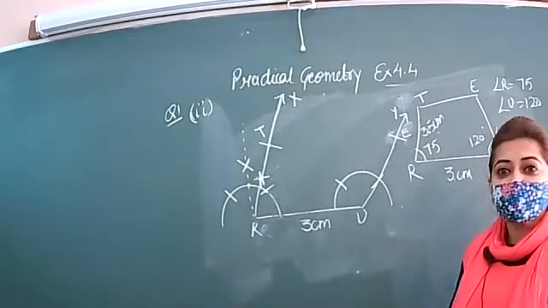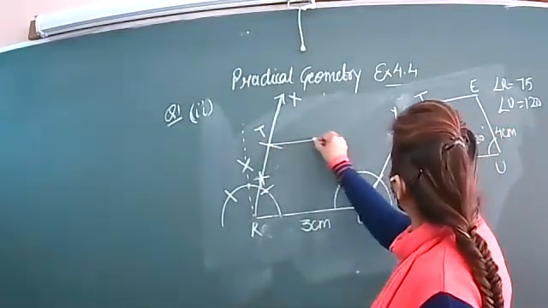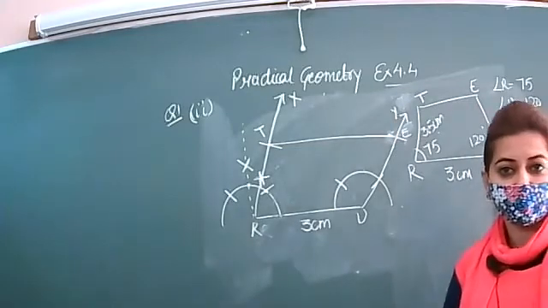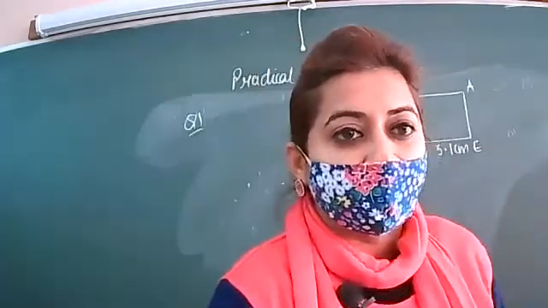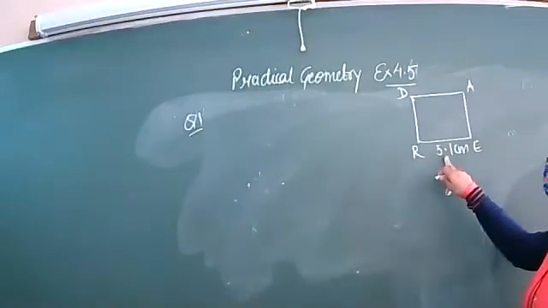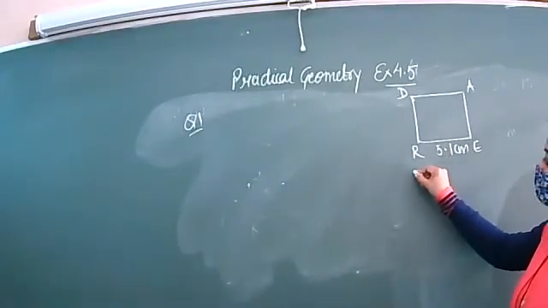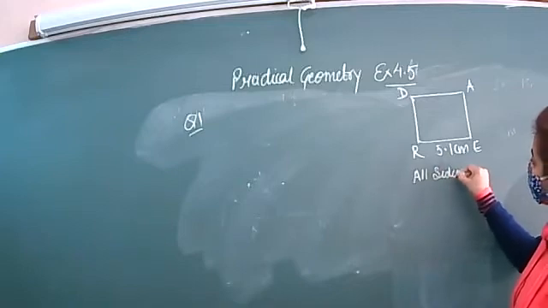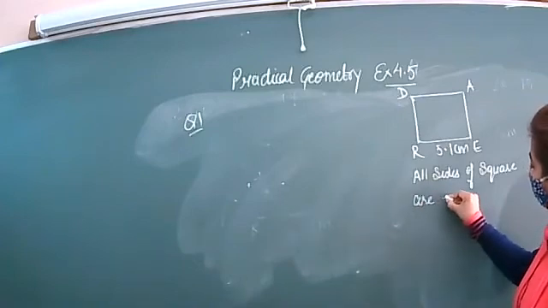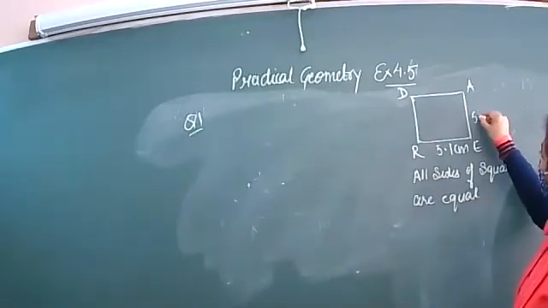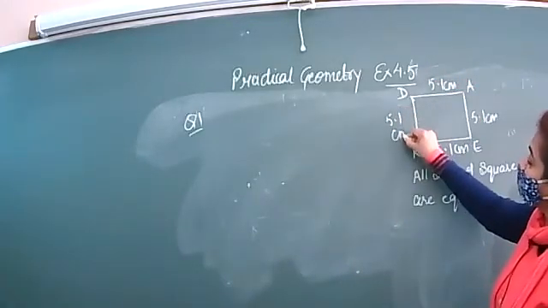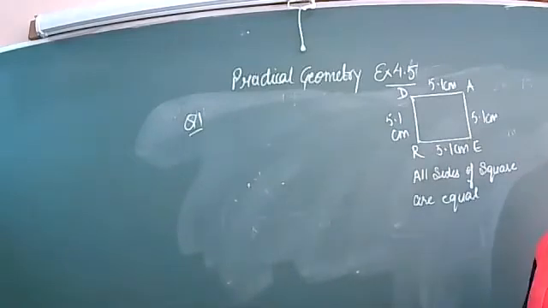Now, the next step is join T and E. This will be your quadrilateral true. For drawing any type of quadrilateral, at least 5 things are required. But here only one side is given. So you will write here all sides of square are equal. So in this manner, each side will be of 5 centimeter. So right here, each side is of length 5.1 centimeter.